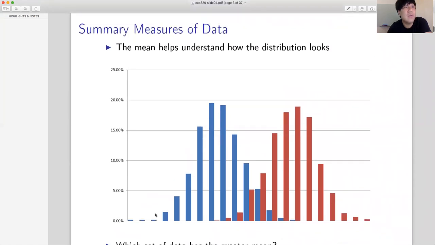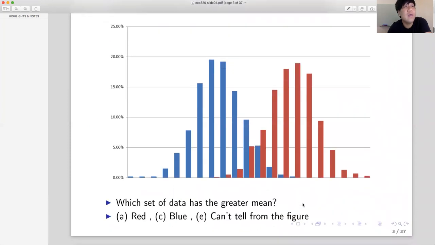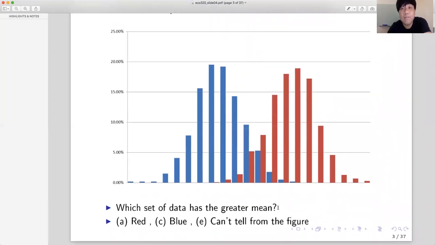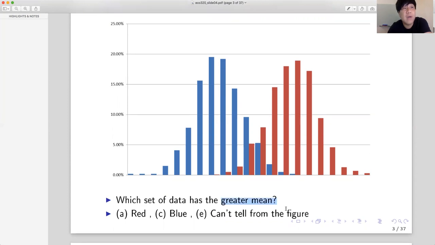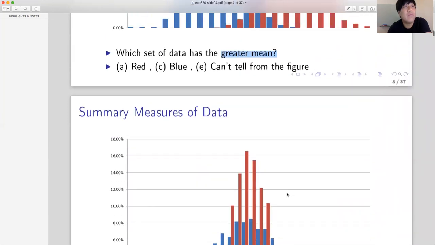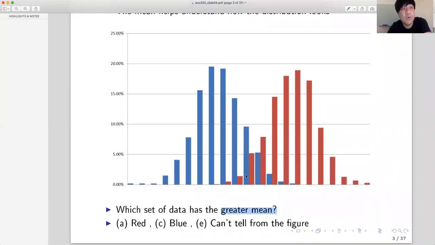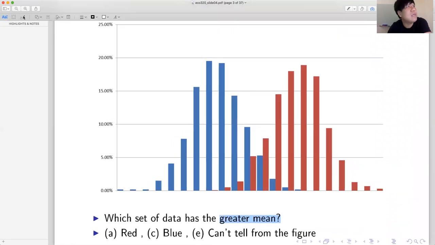Let's talk about two distributions, one in blue and the other in red. Based on the two distributions, which has the greater mean? You might want to pause this video and think about it. So I'm asking which one has greater mean. The answer would be what? Of course, the red one, because that is more toward the right. So it has a higher mean: the mean for red is somewhere here, but the mean for blue is somewhere here. So it's gonna be higher.